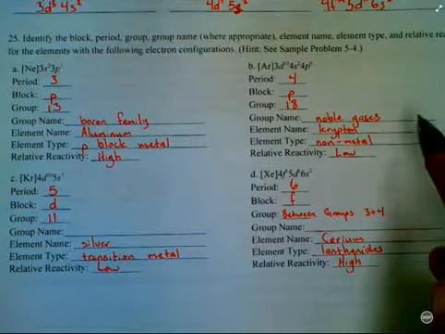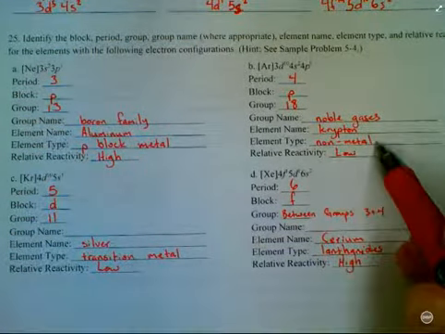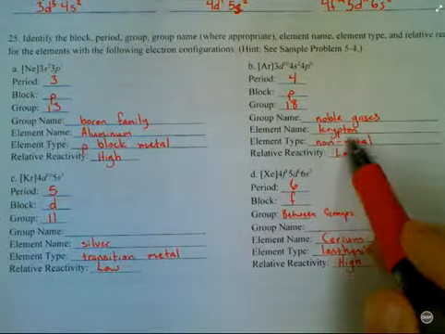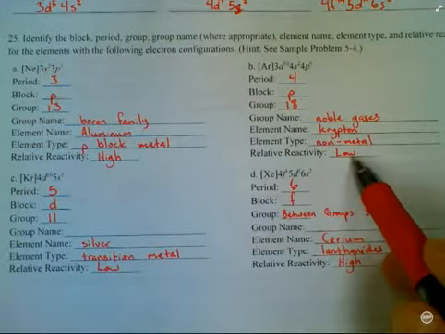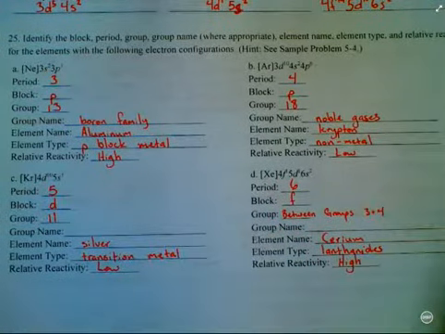These are the noble gases. Okay, it is krypton. It's a non-metal. All noble gases are non-metals, and it has low reactivity. It's one of the most descriptive things about the noble gases.